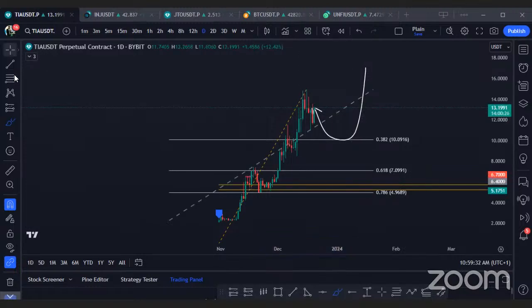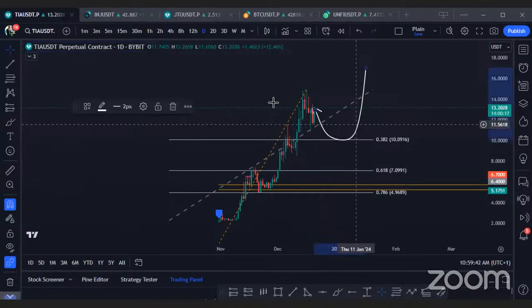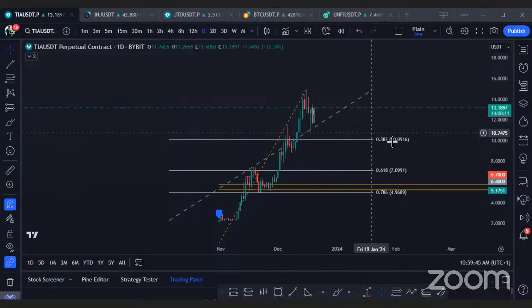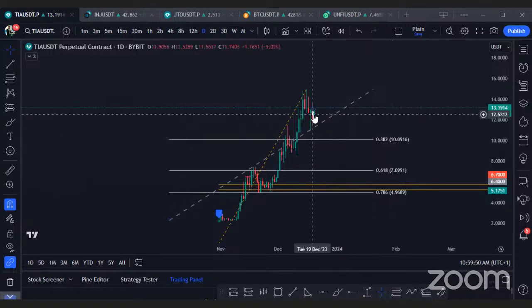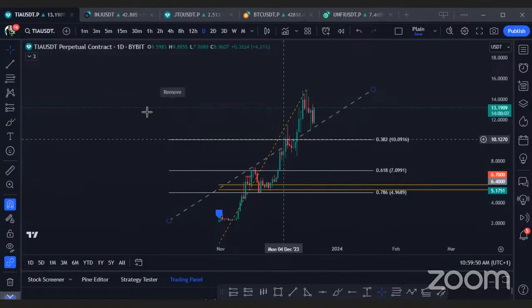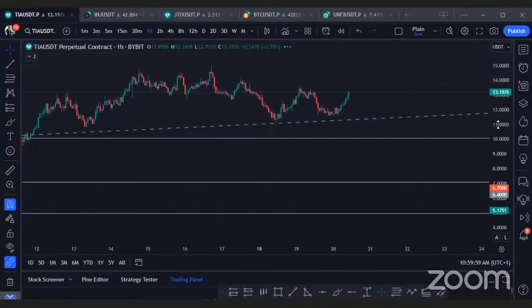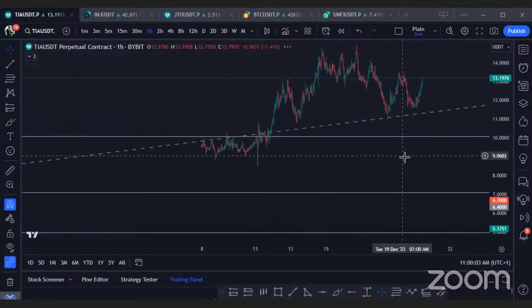But right now at the moment, I'm not on any setup on TIA. I think I closed all my trades for TIA. If you want to long TIA, look at a lower time frame, like the 1 hour time frame, and just play the token.